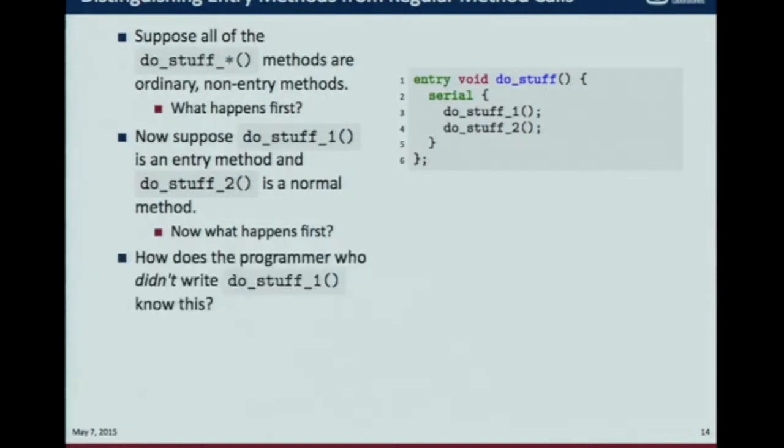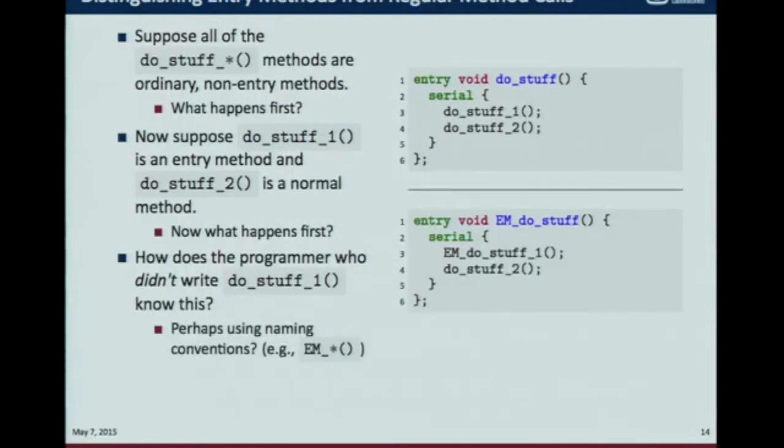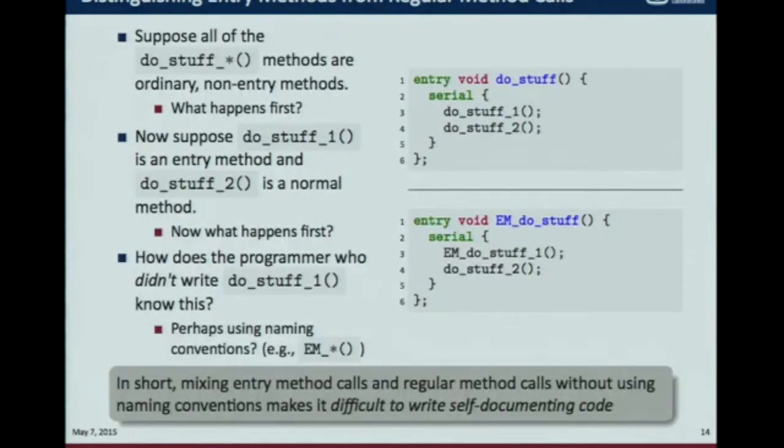Yeah. So how does the programmer who didn't write do stuff one know this? Well, we suggest perhaps a naming convention may be useful there, or explicitly invoking the method on the proxy so that it's obvious that you're calling the method on the proxy. Yeah, in short, mixing entry methods and regular method calls makes it very difficult to write self-documenting code.